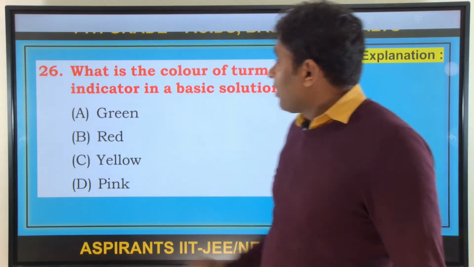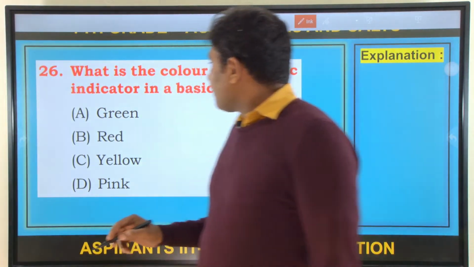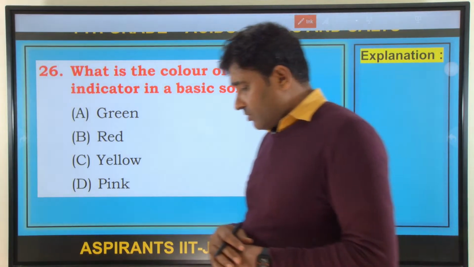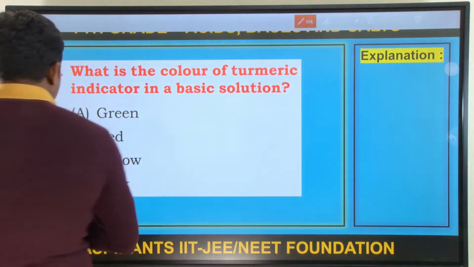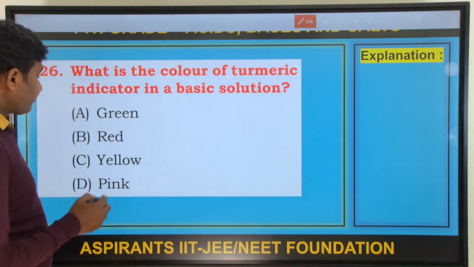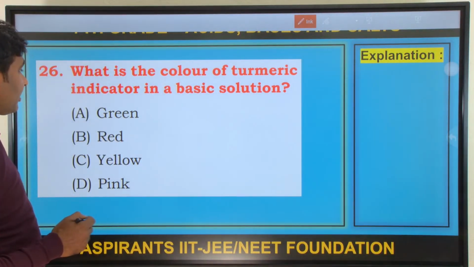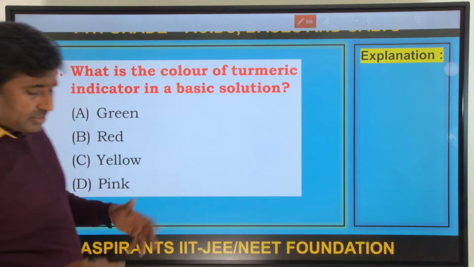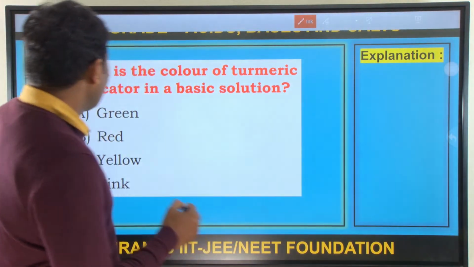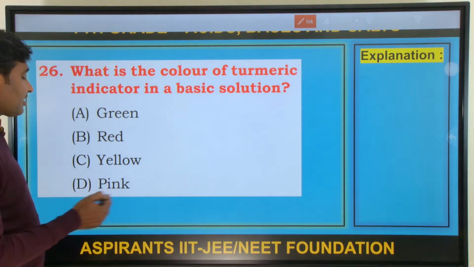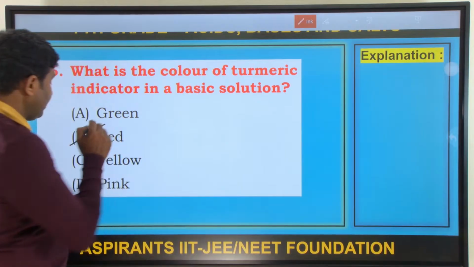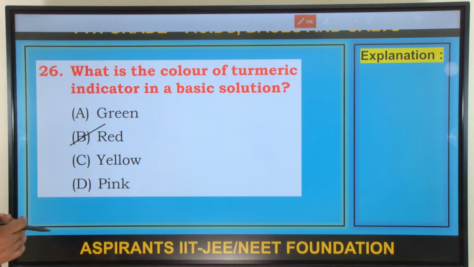26th. What is the color of turmeric indicator in a basic solution? Here four colors are given. In basic solution, turmeric acts as a natural indicator. Generally it changes color in basic solution to red. In basic solution it gives red color.